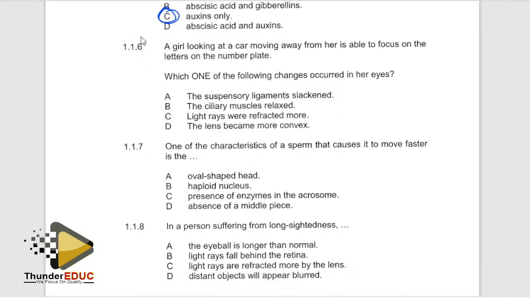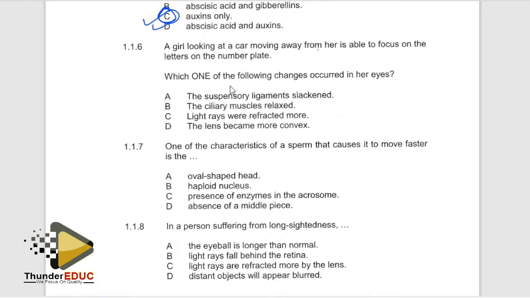Then they're saying the most correct answer. 1.1.6, a girl is looking at the car away from her and is able to focus on the letter. I told you yesterday that when they say from 2, you look at what is 2. Here they're saying on the letter on the number plate, meaning that you are looking at the small thing. You are going from a near to a far object.